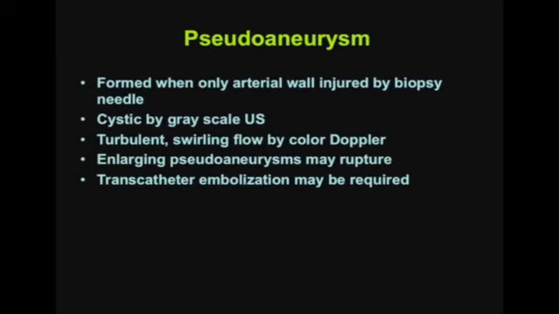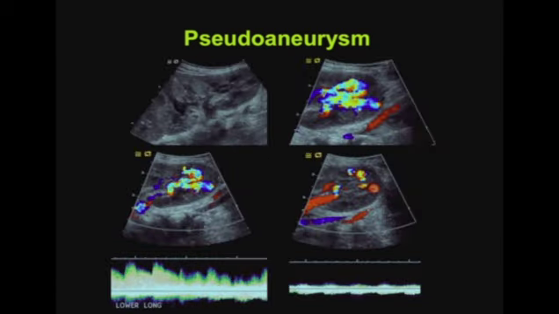Pseudoaneurysms are created when an arterial wall is injured by a biopsy needle, and these aneurysms have a cystic appearance by grayscale ultrasound. When they are evaluated with color Doppler, they will display a turbulent, swirling flow pattern. Sometimes it has the so-called yin-yang appearance. A very large pseudoaneurysm is at risk for rupture, and occasionally transcatheter embolization may be required.